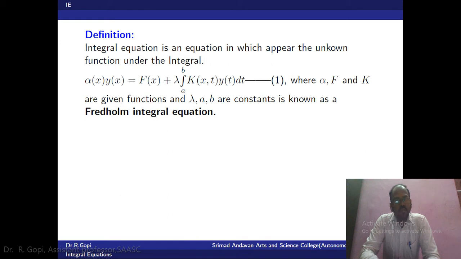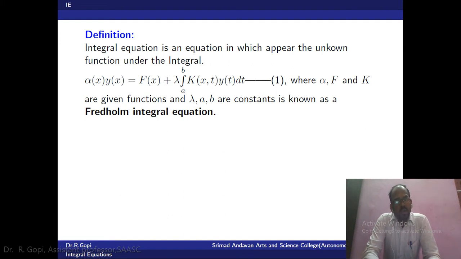That is, alpha x into y of x equal to capital F of x plus lambda into integral a to b k of x comma t into y of t dt, where alpha, f and k are functions and lambda, a, b are constants, is known as an integral equation, especially a Fredholm integral equation. So a and b are constants, then the equation is called the Fredholm integral equation.